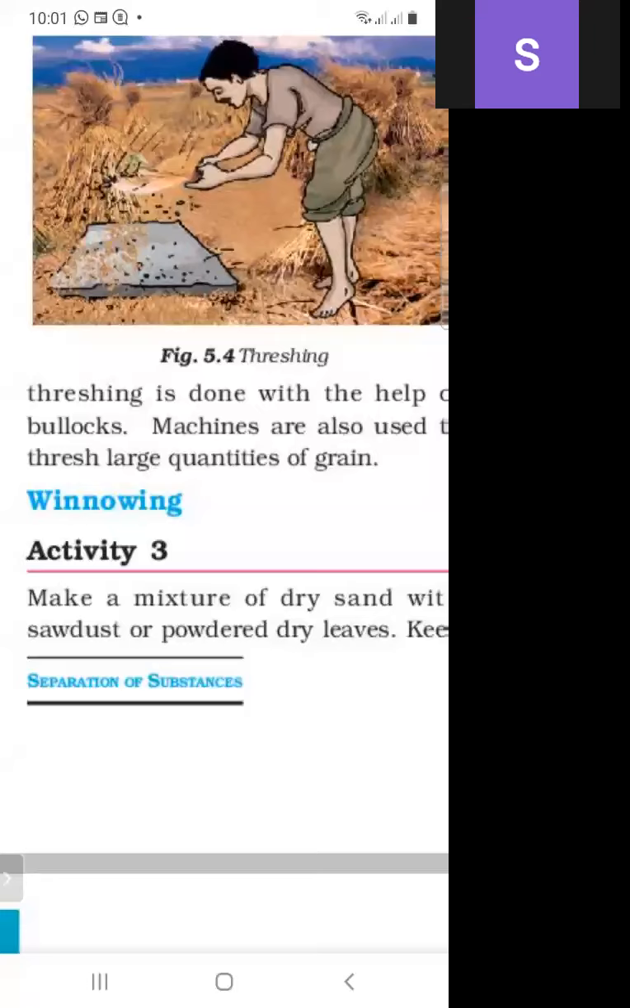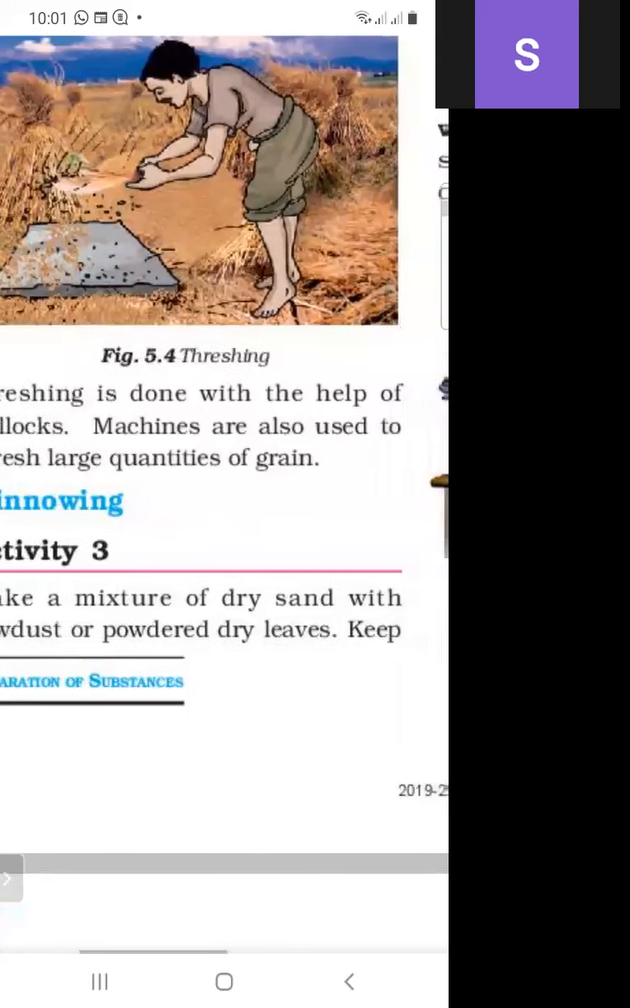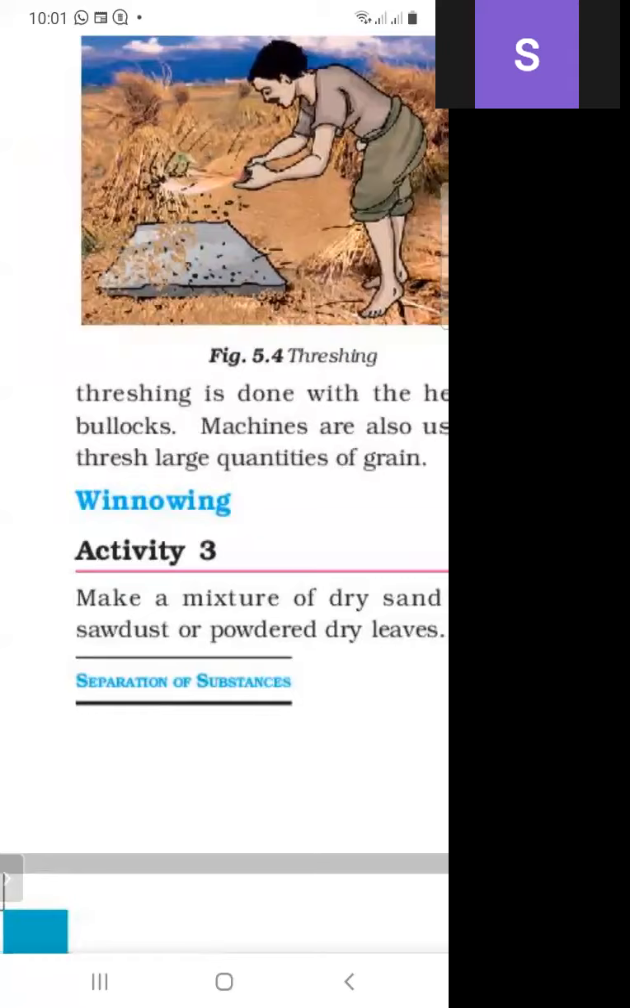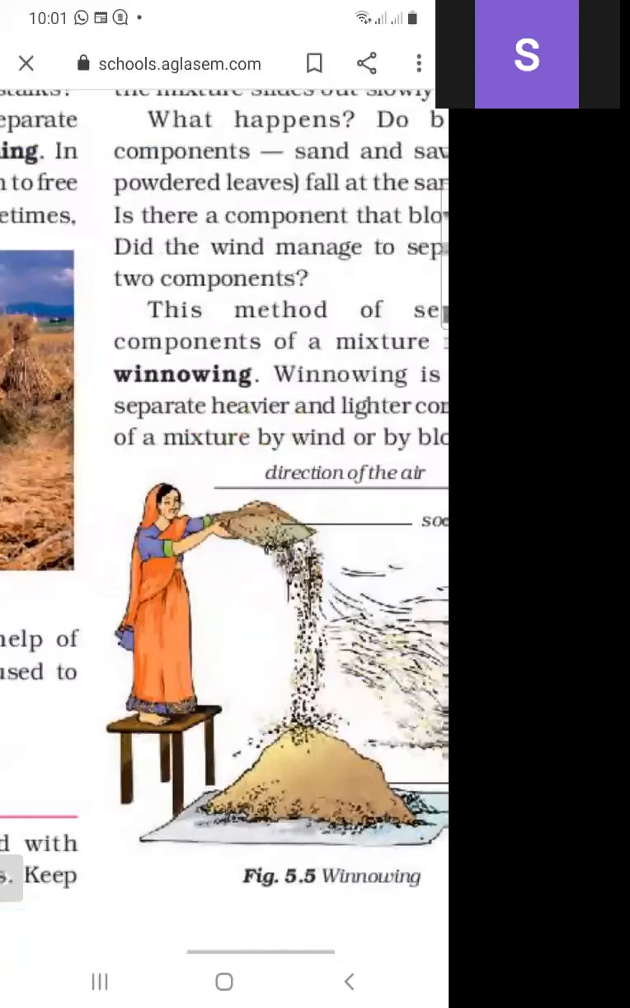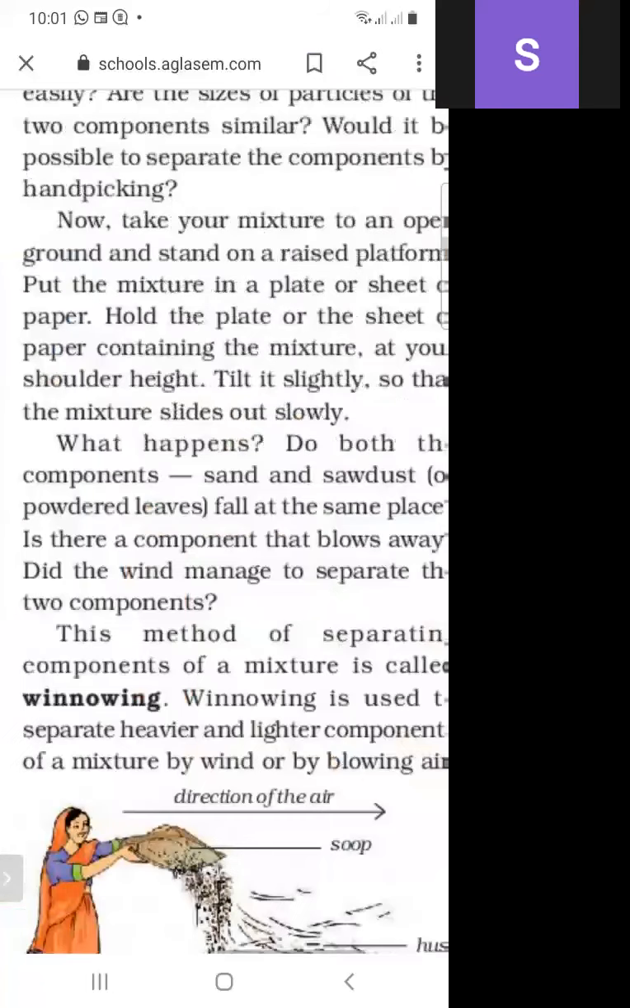And what is activity 3? Make a mixture of dry sand with sawdust or powdered dry leaves and keep this mixture on a plate or a newspaper.